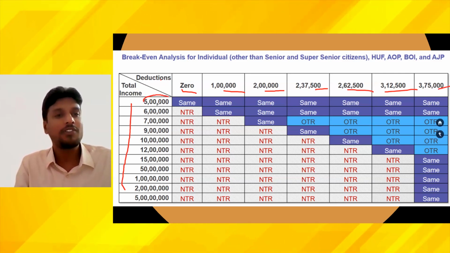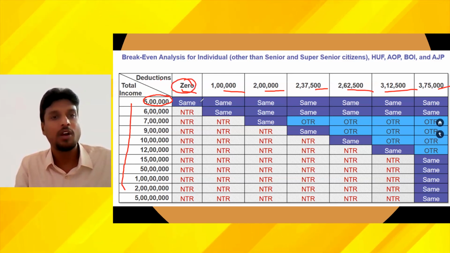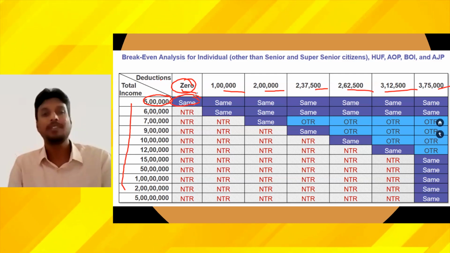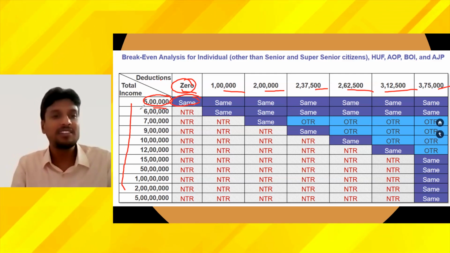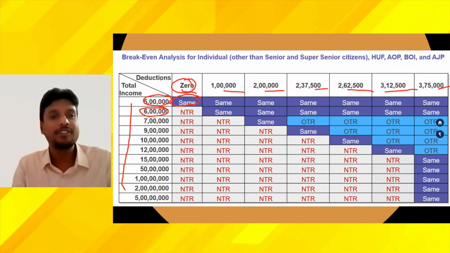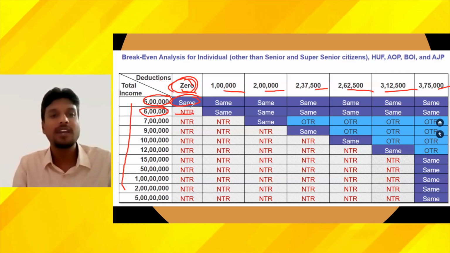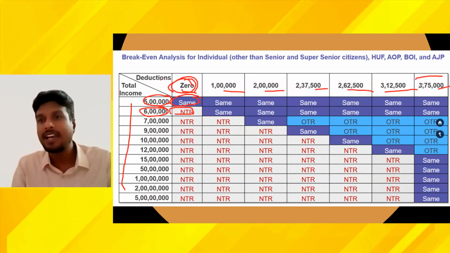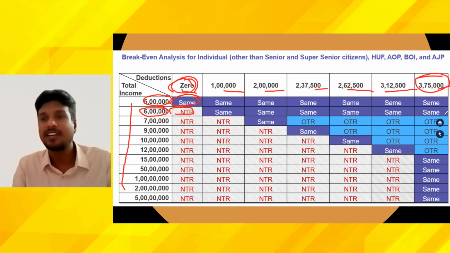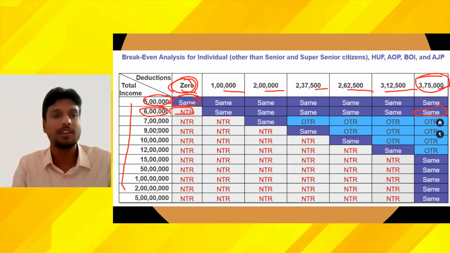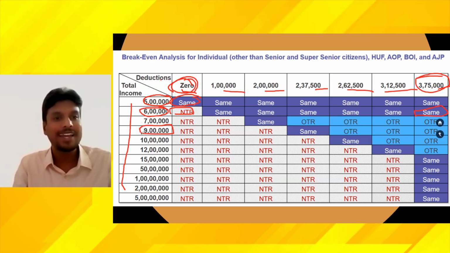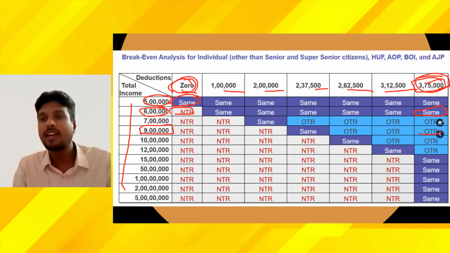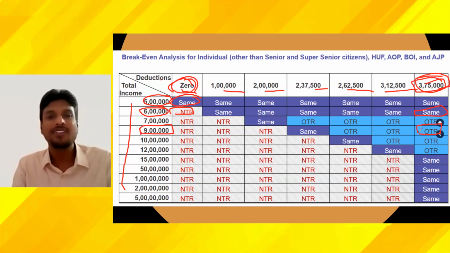If I have an income of 5 lakh and deductions of 0, there is no difference. Old tax regime or new tax regime will be the same. If I have 6 lakhs of income and 0 deductions, then the new tax regime is the best regime. If I have 6 lakhs of income and 3,75,000 of deductions, then both old and new tax regimes are the same. Similarly, with 9 lakh of total income and 3,75,000 of deductions, the old tax regime is beneficial.